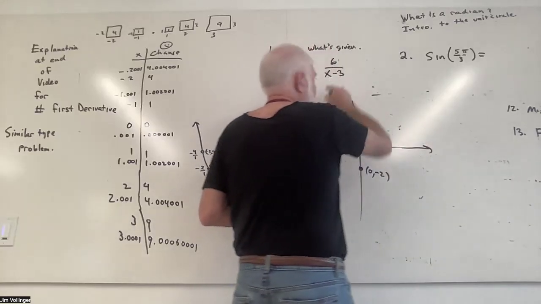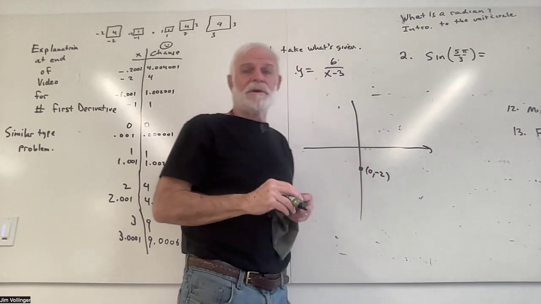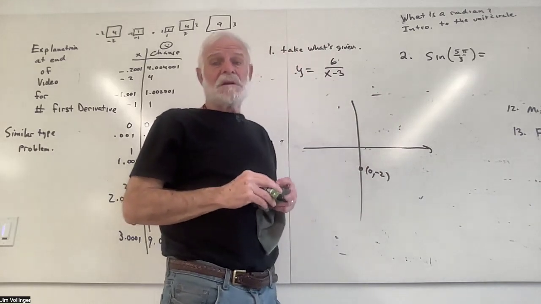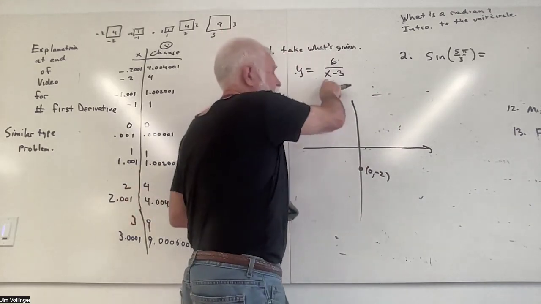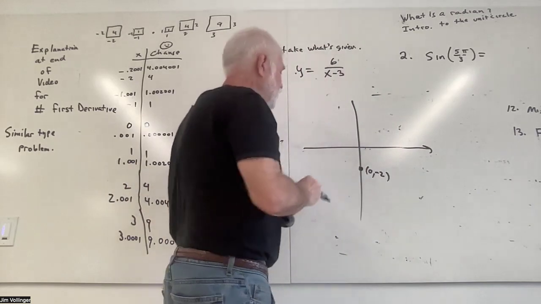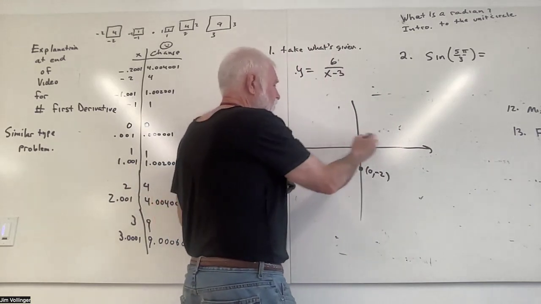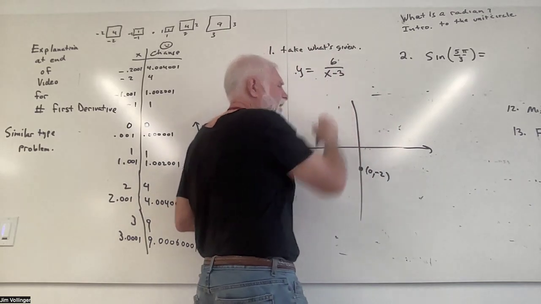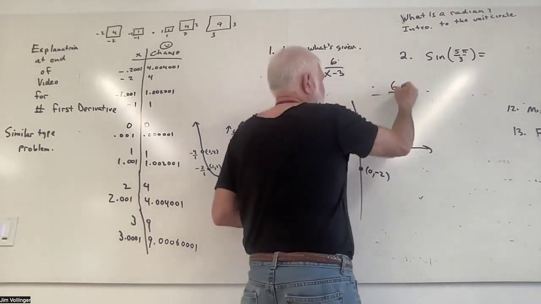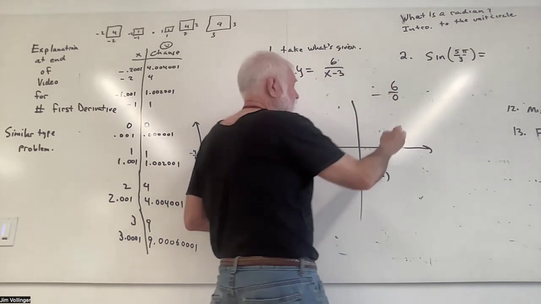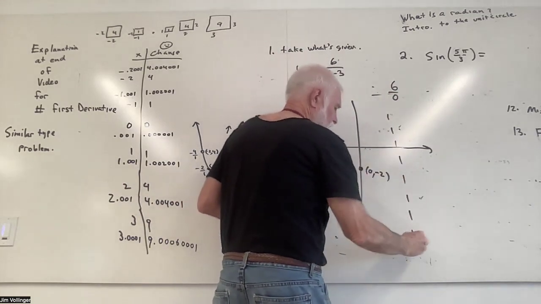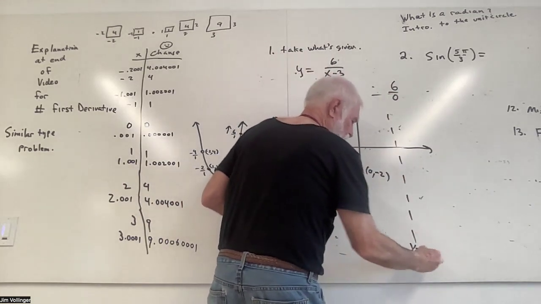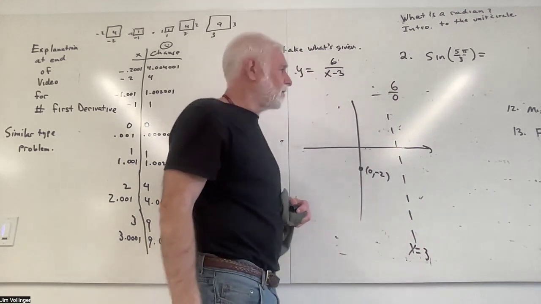And I know this is a fraction, and I know fractions can be positive or negative. And I think it's negative when x is less than 3. I think we're going to get negative y values. Well, what happens at 3? I get 6 divided by 0, which is, I think, undefined. So I guess I got some asymptotic behavior here.